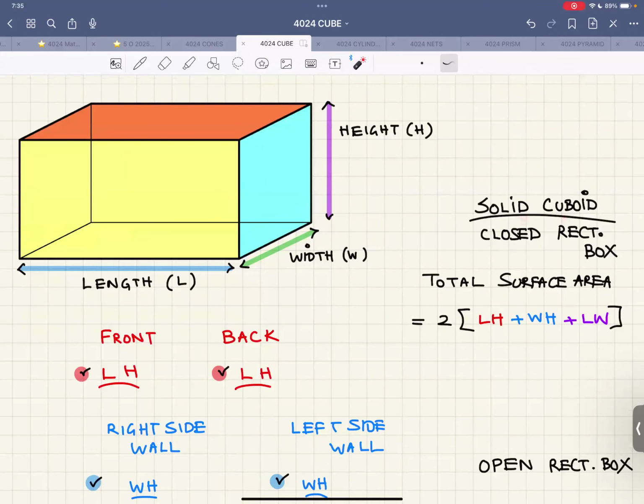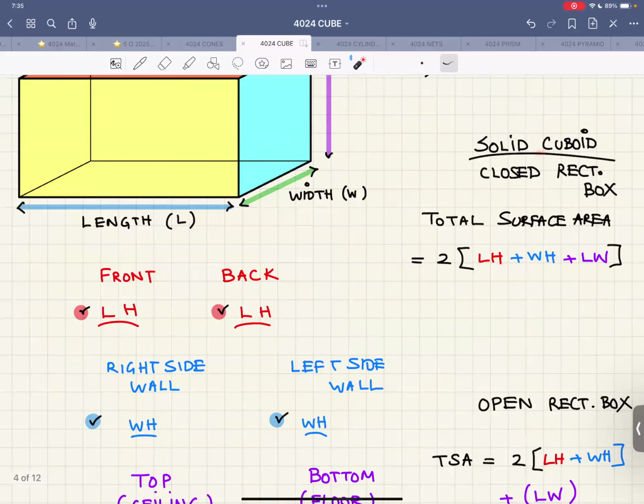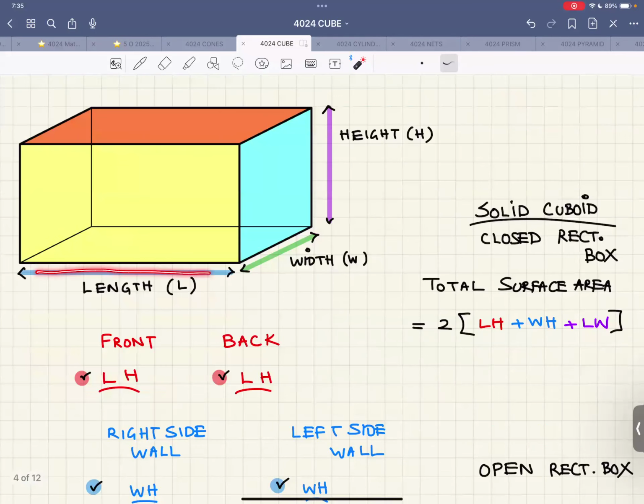Solid, cuboid, rectangle in 3 dimensions, that's written. Solid, cuboid, closed rectangular box, total surface area. That's length into width. That's the area of the floor. That's the area of the ceiling.